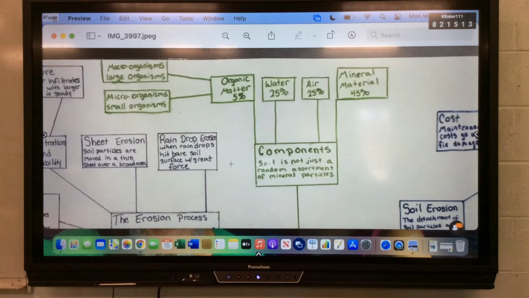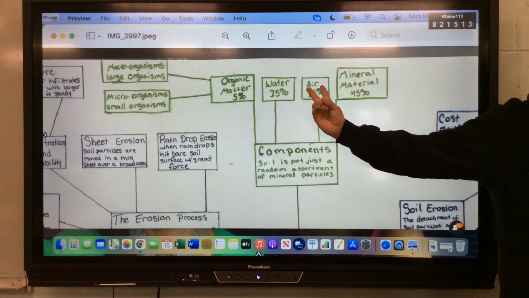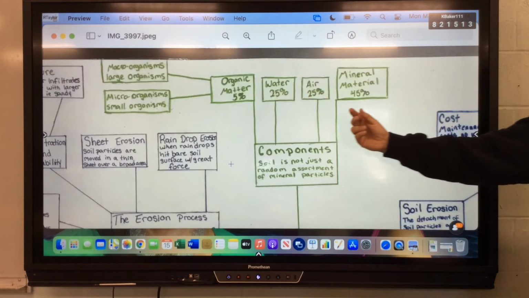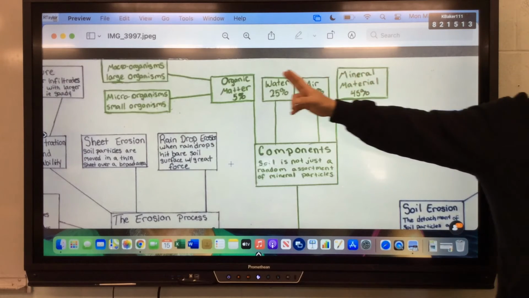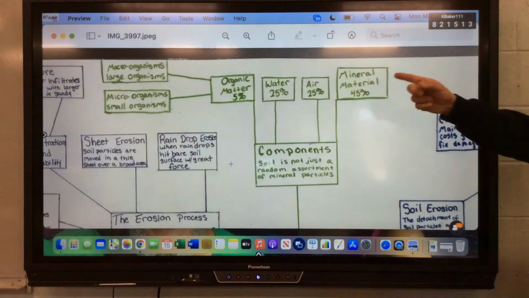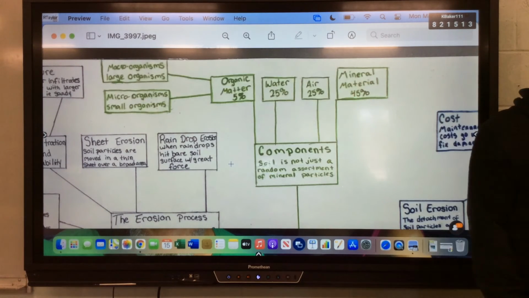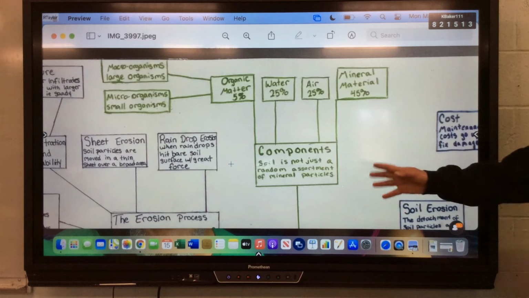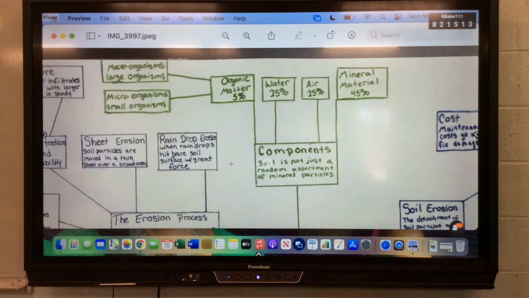If you're looking for a way to remember it, I remember half of the soil is empty space. That's water and air. And the other half is mineral matter and organic matter. That's 45 and 5 is 50, 25 and 25 is 50. Okay? So it's not just a random assortment of mineral particles, it's a complex ecosystem.